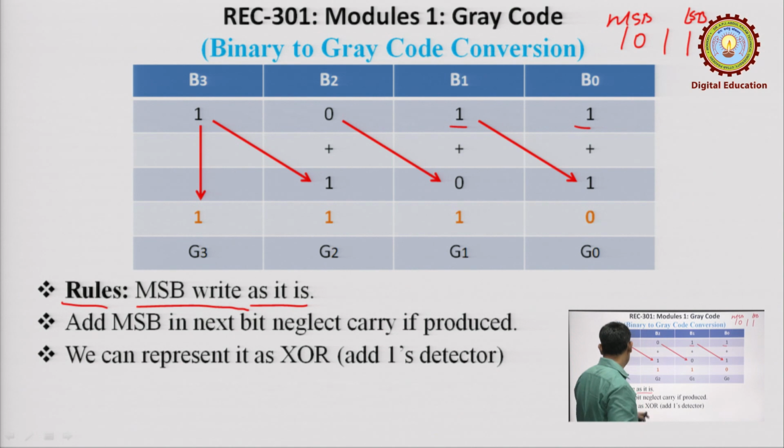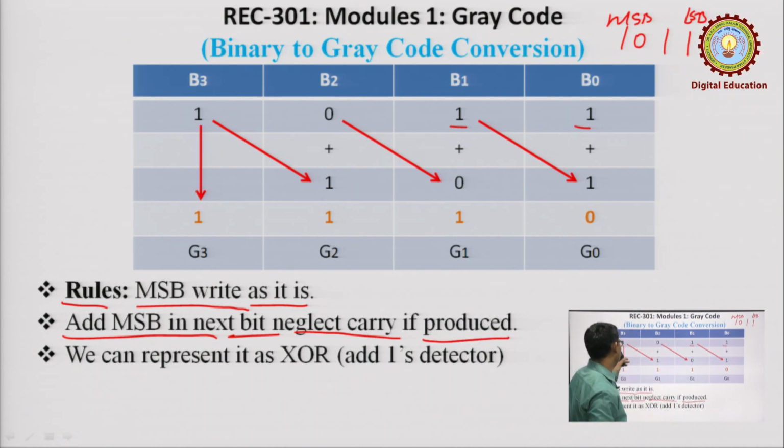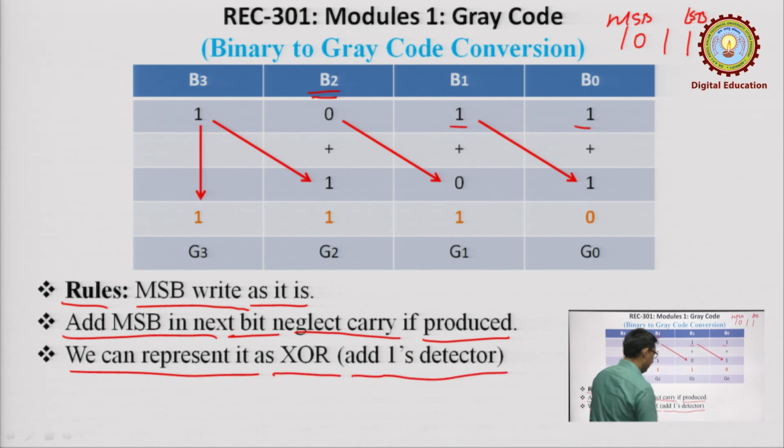So, the MSB is written down as it is, then add the MSB to the next bit and neglect the carry if produced. Whenever we add the MSB of the binary number to the next bit, we are not going to change anything else. Okay. And we can also represent it as an XOR gate or odd-ones detector. Okay. So, from here we can see we will just copy 1 as it is here. Okay. In the next case, what will we do?